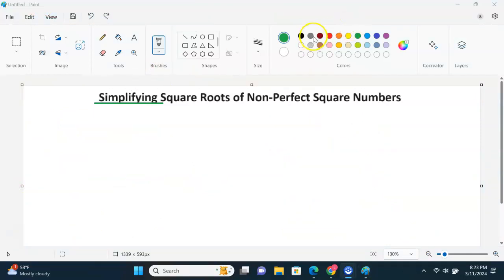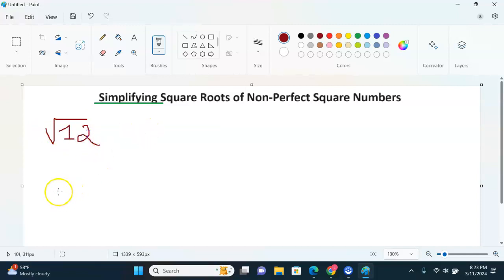Now, what if we have a number that is not a perfect square, and the instruction is asking us to simplify it? So let me give you a quick example. So let's say the square root of 12. How do we simplify the square root of 12?